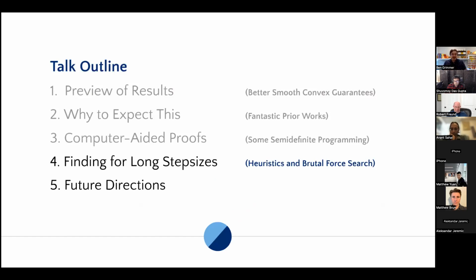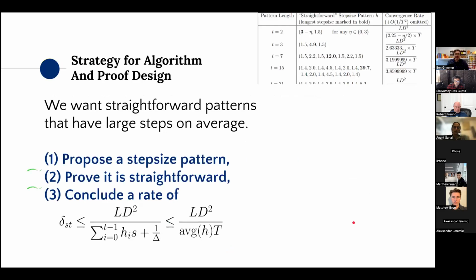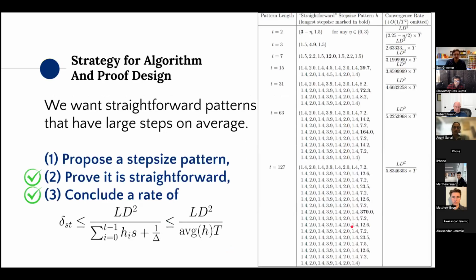So the thing we're missing is, how do you pick those steps H? Given that you've selected your steps, I can, in computer automated fashion, ask, is there an inductive argument that works like I want? So we're going to get at this with some heuristics. Sadly, I don't know the optimal way to pick the step sizes. I'm working on that, but for now, I don't know the optimal way to pick them. So we need to propose step size patterns. But once you've proposed your pattern, we know how to prove it straightforward. Our computer can do that. Then we get to conclude our rate. We've already proven that. So how do we propose patterns?